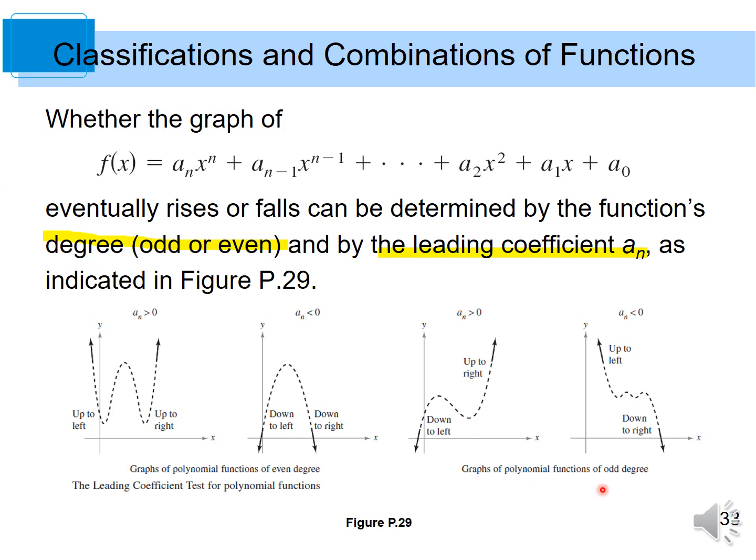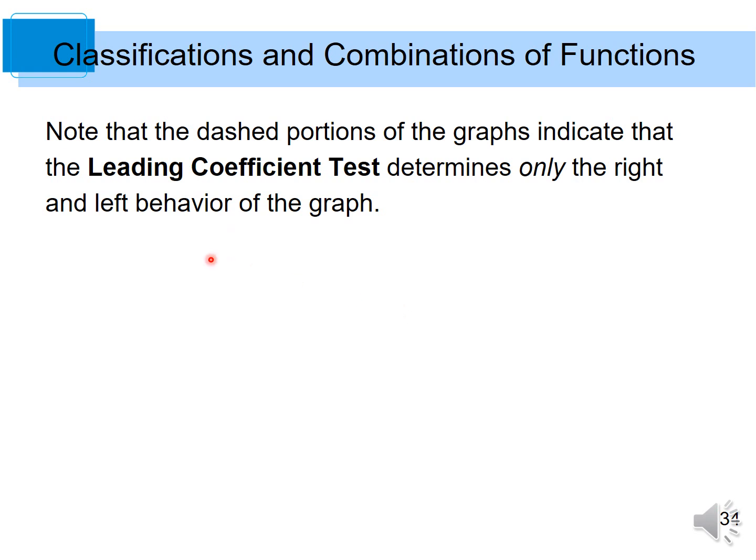However, for a function of odd degree, the beginning and ending of the curve are in opposite directions. For example, with a positive leading coefficient, the beginning of the curve is pointing down, but the ending of the curve is pointing up. For a negative leading coefficient, the beginning of the curve is pointing up, and the ending of the curve is pointing down. So the leading coefficient test can be used to determine the right and left behavior of the graph.